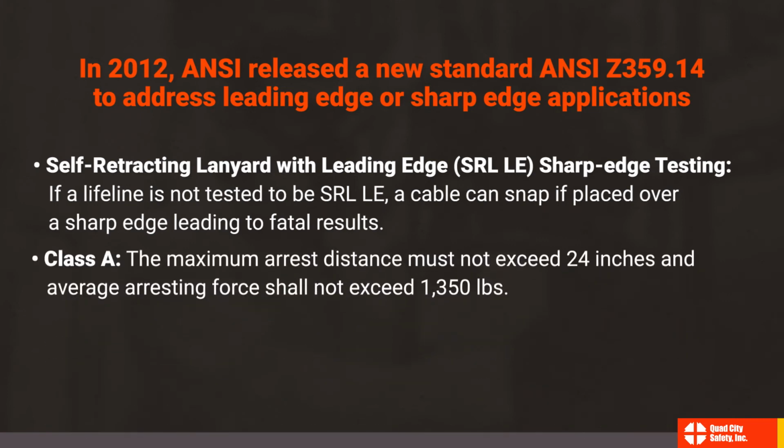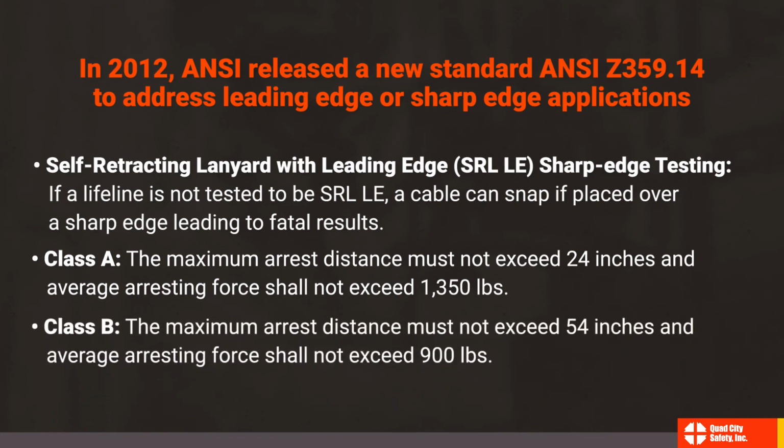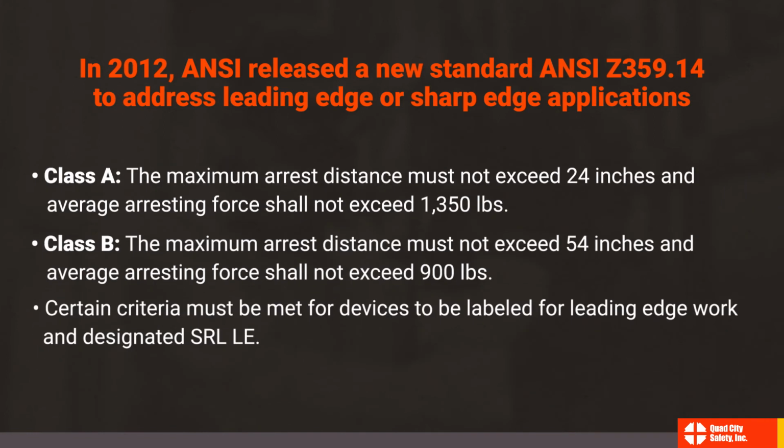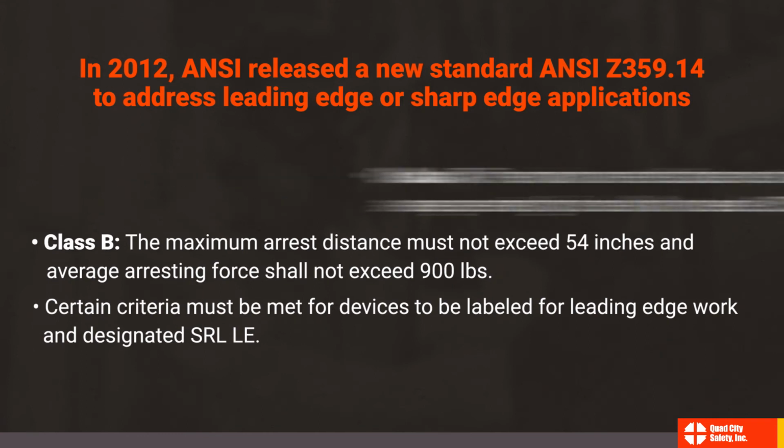Class A. The maximum arrest distance must not exceed 24 inches, and average arresting forces shouldn't exceed 1,350 pounds. Class B. The maximum arrest distance must not exceed 54 inches, and average arresting force shouldn't exceed 900 pounds. Certain criteria must be met for devices to be labeled for leading edge work and designated SRL-LE.